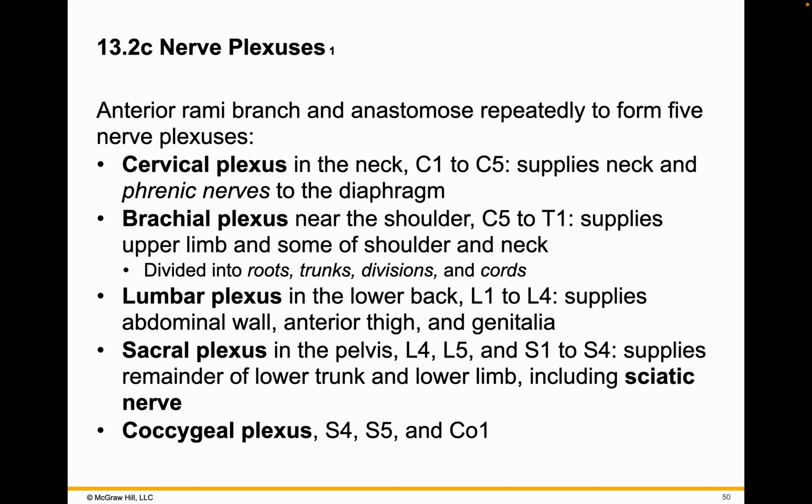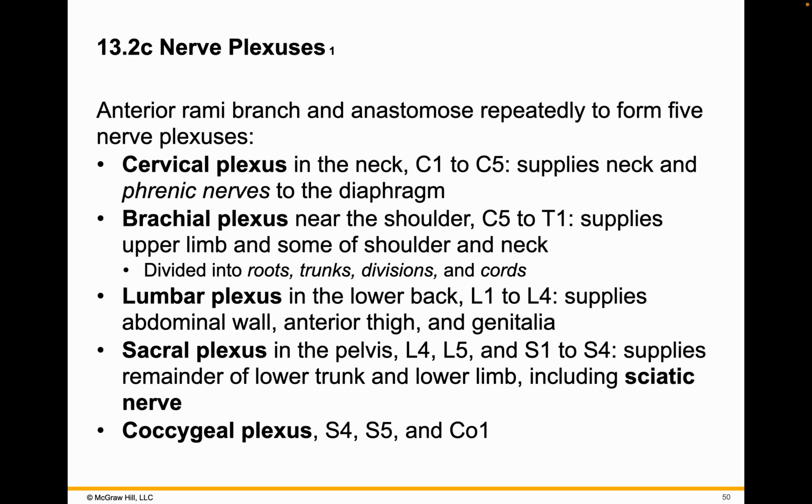Anterior rami branch and anastomose repeatedly, forming 5 nerve plexuses: the cervical, brachial, lumbar, sacral, and coccygeal. In the neck, the cervical plexus, C1 to C5, supplies the neck and the phrenic nerves to the diaphragm. The brachial plexus near the shoulder, C5 to T1, supplies the upper limb and some of the shoulder and neck, and divides into roots, trunks, divisions, and cords.